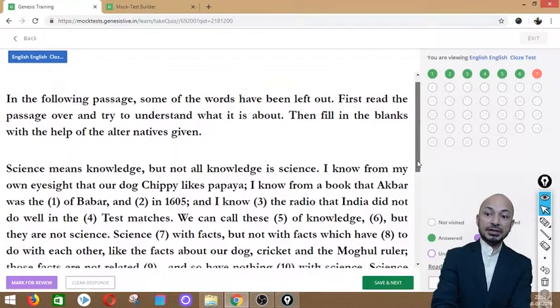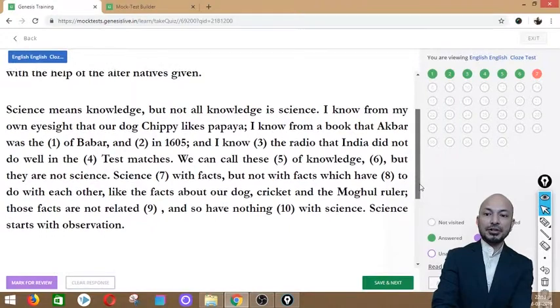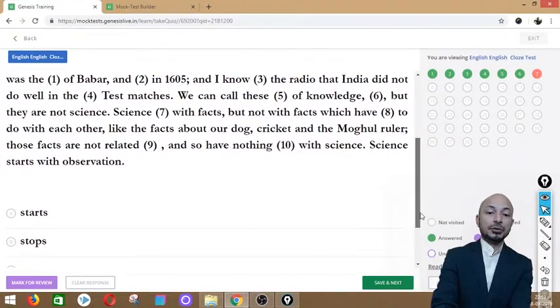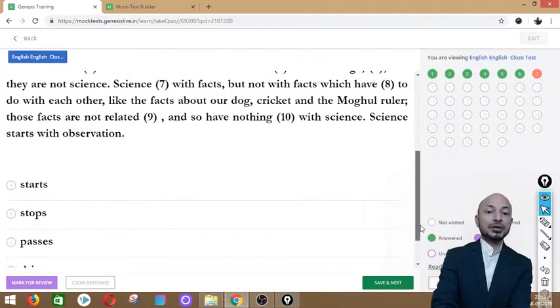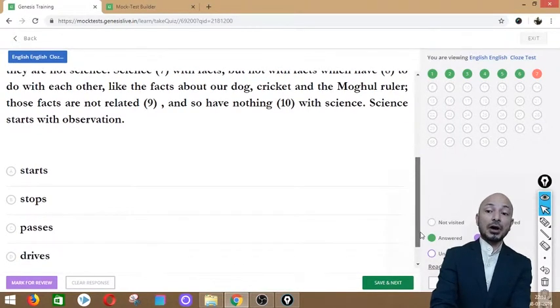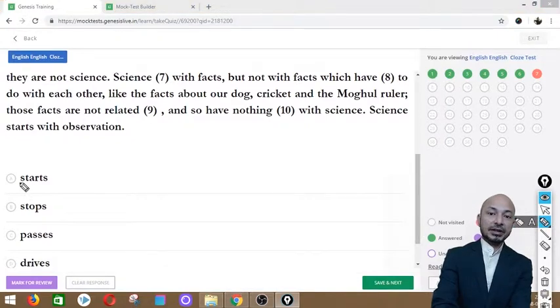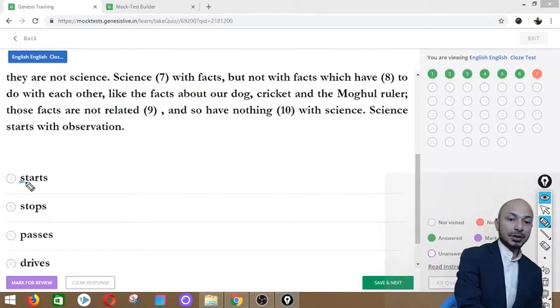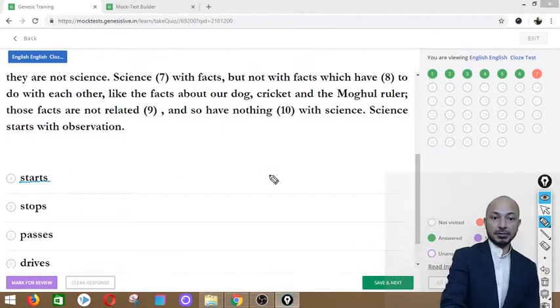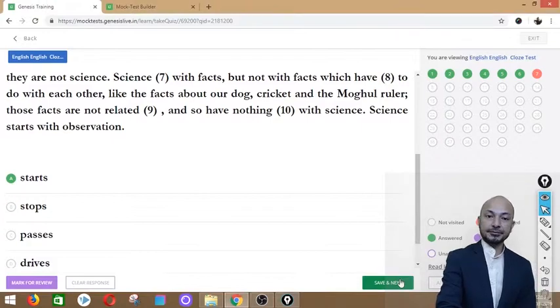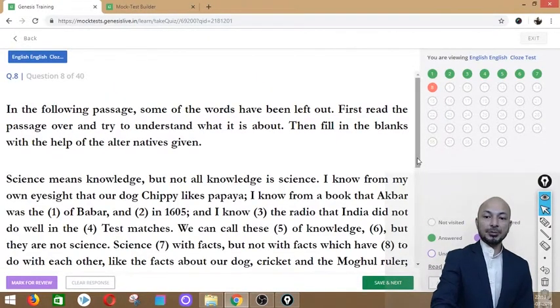So on to question number 7 in the same passage, and we call these pieces of knowledge facts, but they are not science. Now 7 says science dash without facts. So is it science starts without facts, stops with facts, passes or drives? And the correct option is option A, which says science starts with facts. So I'm going to click on option A and click next till we come to number 8, gap number 8 over here.